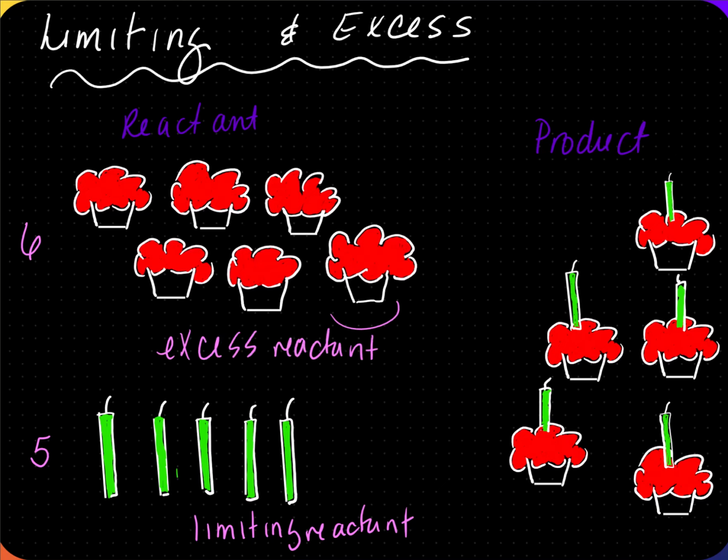If I start with the candles, which is the limit, I can make exactly 5 perfect birthday cupcakes. But if I start with my excess reactant, I can make 6 birthday cupcakes. But one of them will be missing a candle, so it would not be perfect. Since there is a leftover, this is my excess. So we cannot produce more than what is preventing us, and that is the limiting reactant.